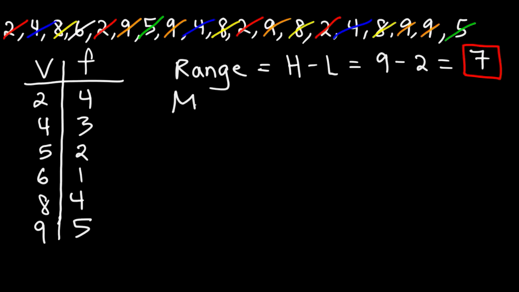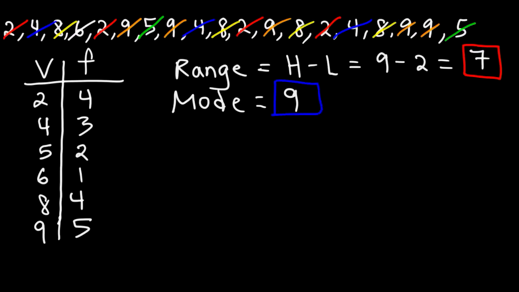Next, let's calculate the mode. As we mentioned before, the mode is the number with the highest frequency. And so 5 is the highest frequency. The value that corresponds to 5 is a 9. So the mode is 9.